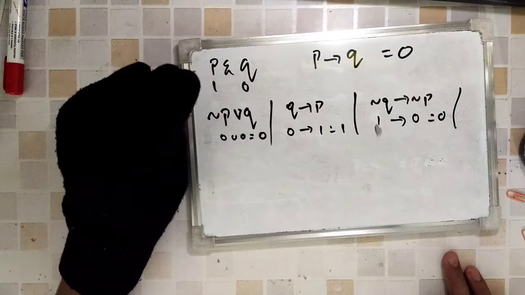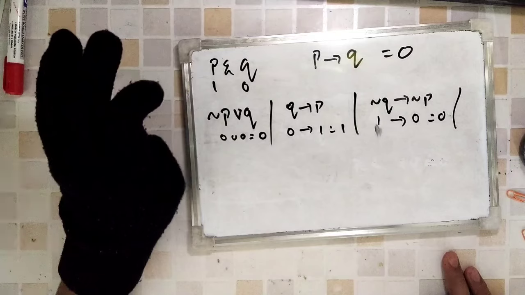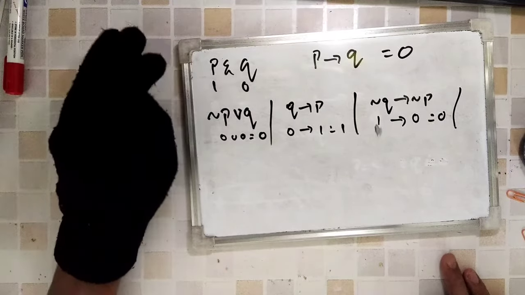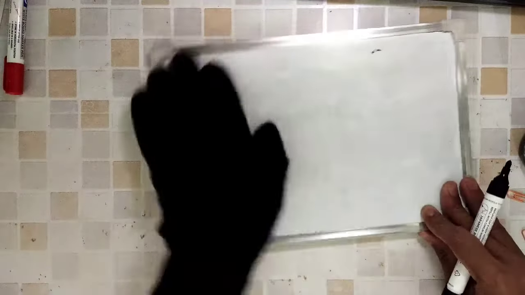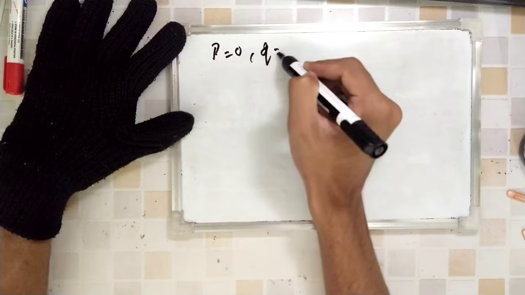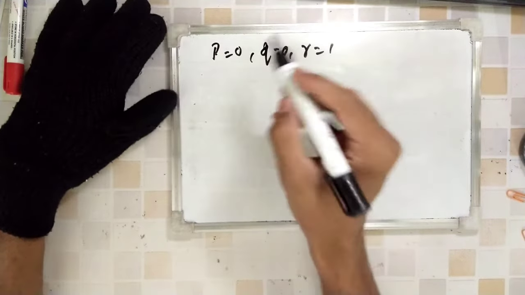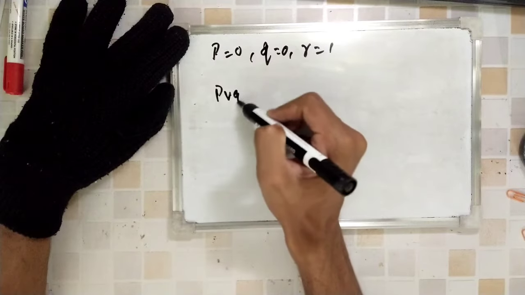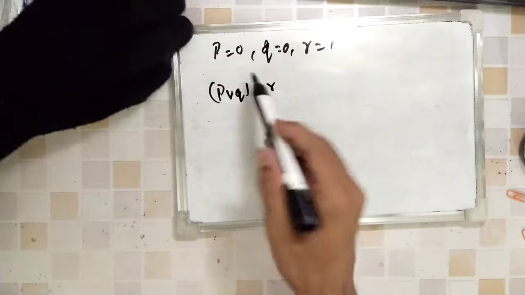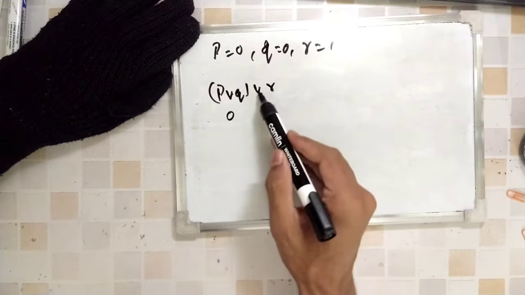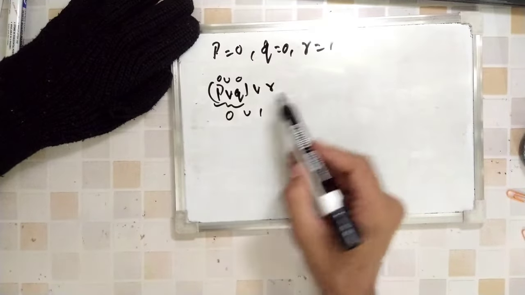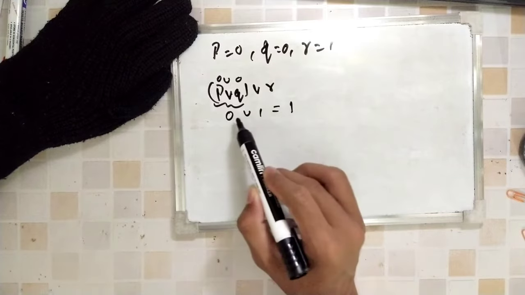Similarly, they might give P is 0, Q is 0, and R is 1. So just find out the values. Let me write P equals 0, Q equals 0, R equals 1. Now let us find P or Q or R. 0 or 0 is 0. Then R is 1, so 0 or 1 is 1, so this gives us 1.